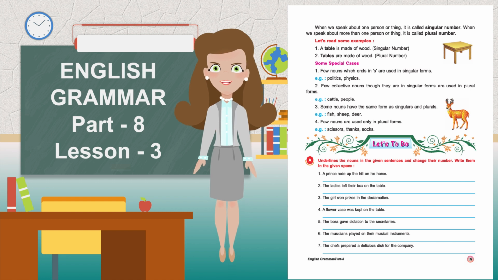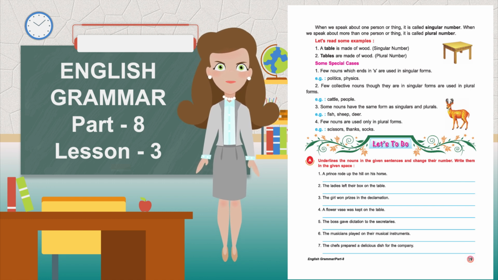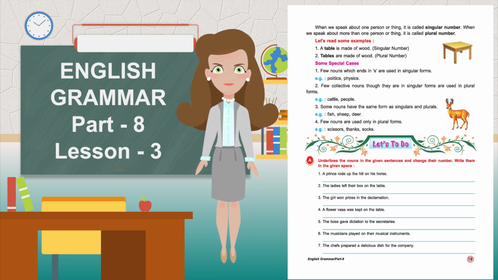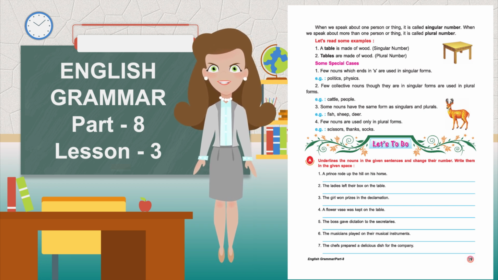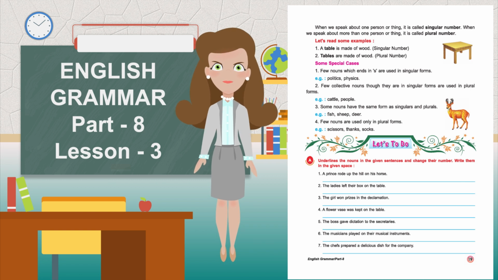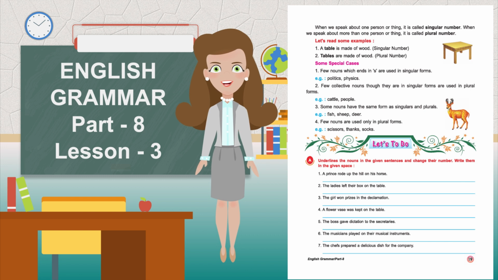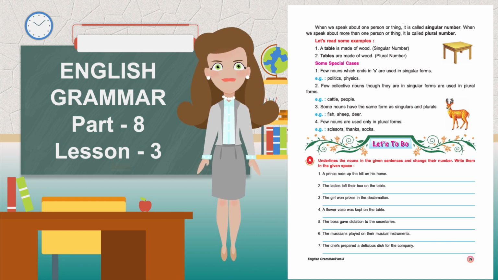Let's read some examples. A table is made of wood, singular number. Tables are made of wood, plural number. Some special cases. A few nouns which end in s are used in singular forms. Example, politics, physics. A few collective nouns, though they are in singular form, are used in plural forms.